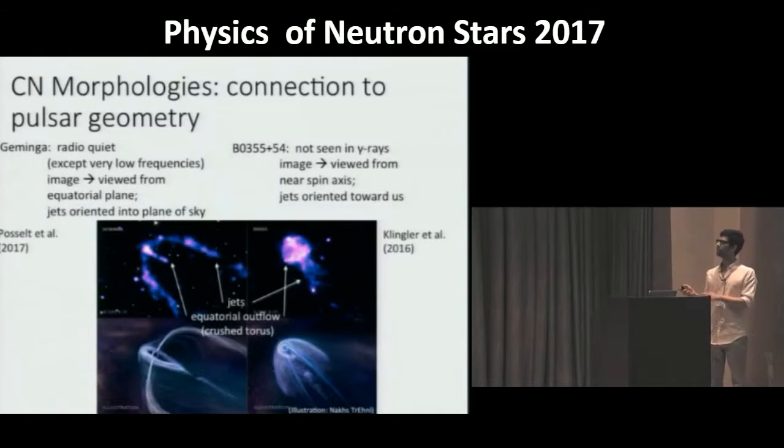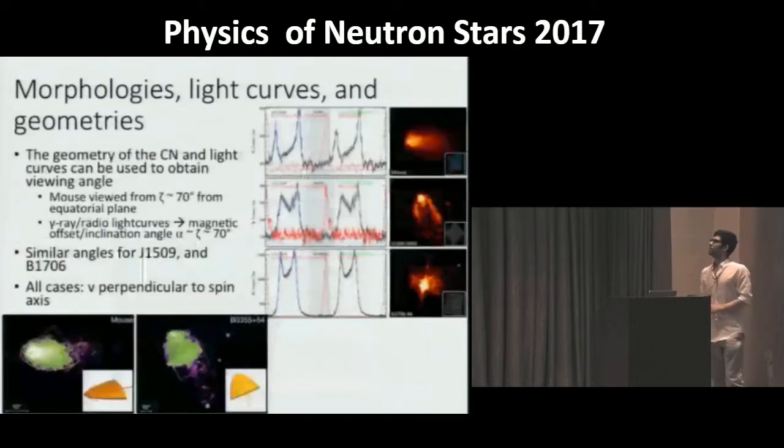Now, if you can imagine, if you looked at Gaminga from above the equatorial outflow, you would see something similar to this. And that's the nebula, and then these two things moving away from the pulsar and separating are the jets superimposed on each other in projection. So, as Oleg said, there's a connection between the pulsar wind morphology and the light curves. The geometry of the compact nebula can be used to obtain your viewing angles.